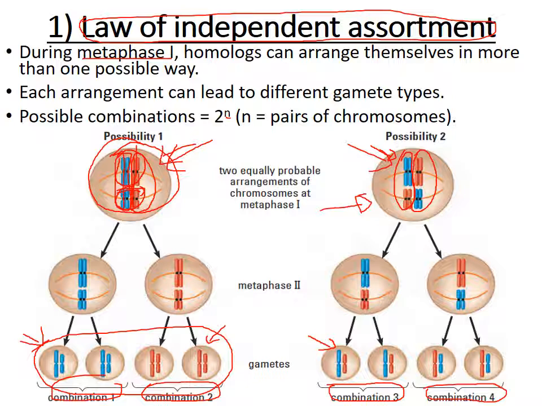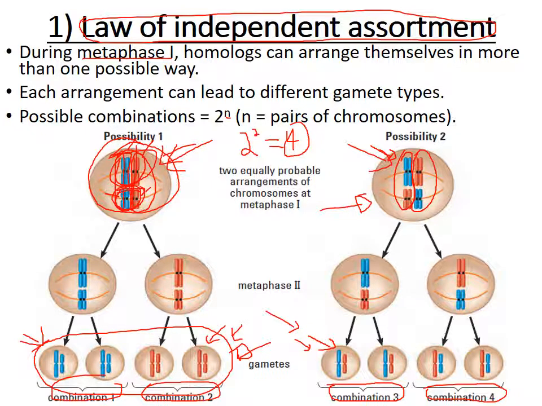So for example, here we have 1, 2, 3, 4 chromosomes, which means 2 pairs. There's 2 pairs of chromosomes. So 2 to the power of 2 means 4 combinations or possibilities for the gametes that can be produced. And so this is the first mechanism that leads to a great deal of diversity in the gametes that can be produced. It's not just these 2 types here, it's now these 4 types that can be produced.